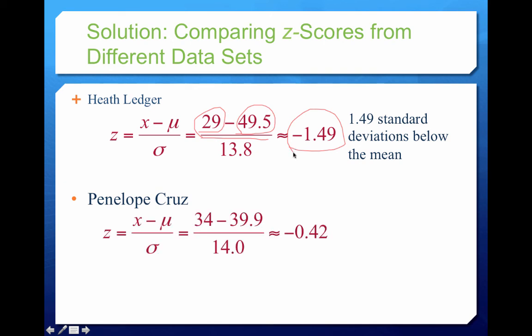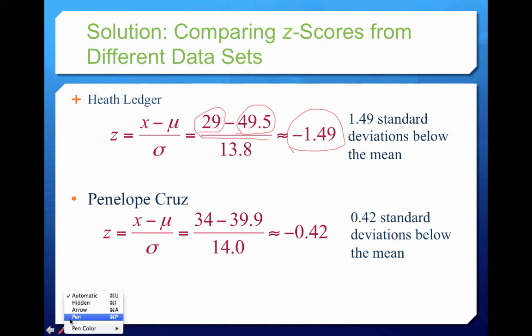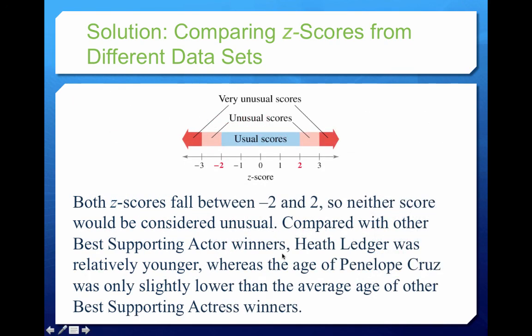What about Penelope Cruz? Well, her age was 34 when she won, and the average age for Best Supporting Actresses is 39.9. So we get that difference and divide by the standard deviation of 14. And what do we find? Well, we get a z-score of negative 0.42. What's this telling us? It's telling us that Penelope Cruz's age when she won was 0.42 standard deviations below the mean.